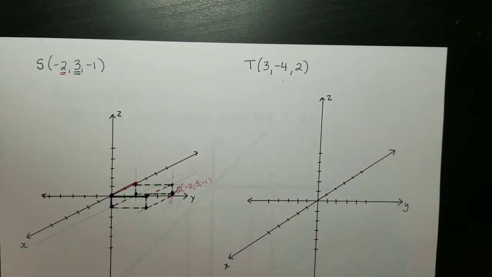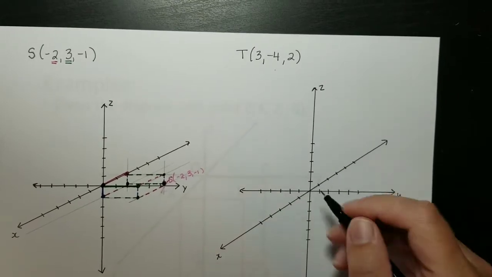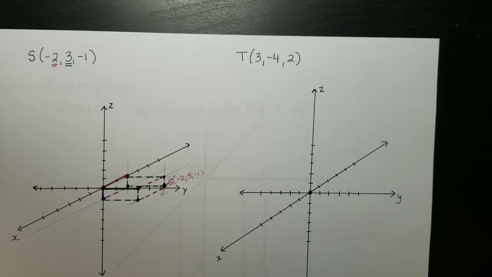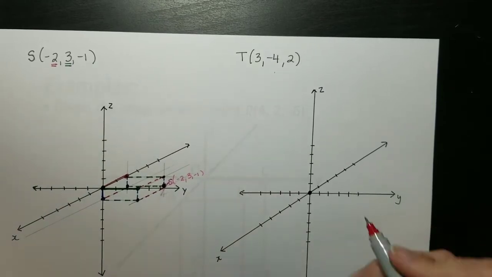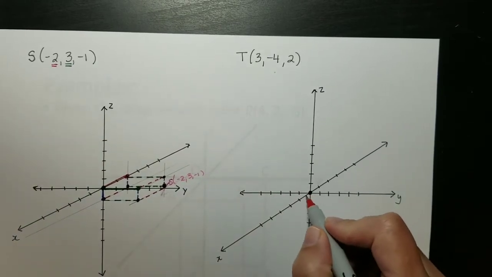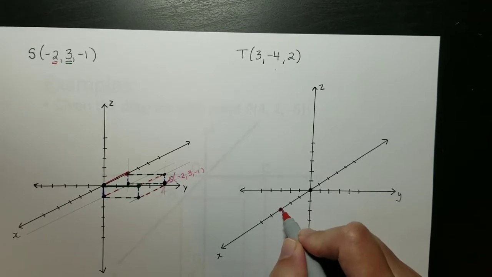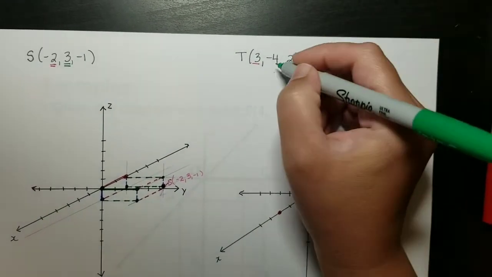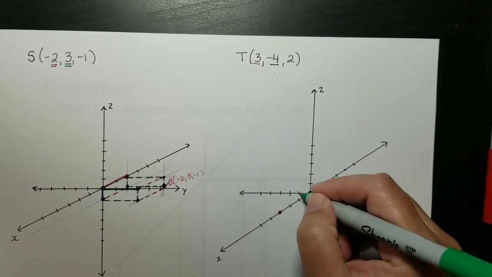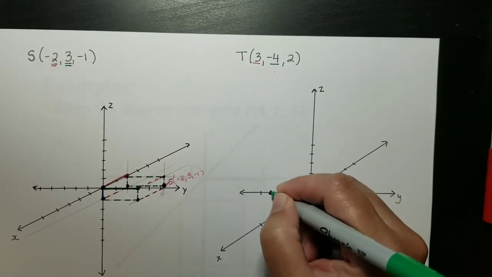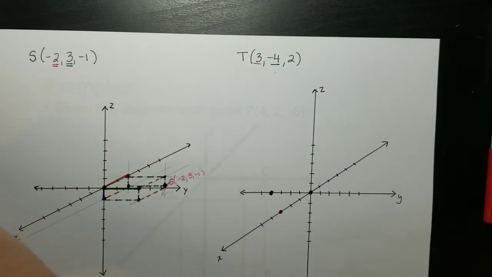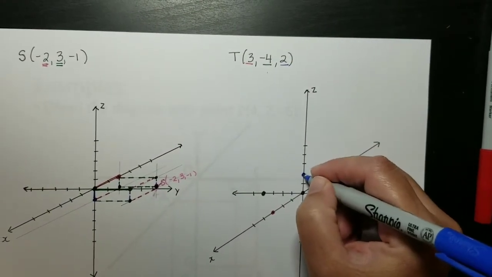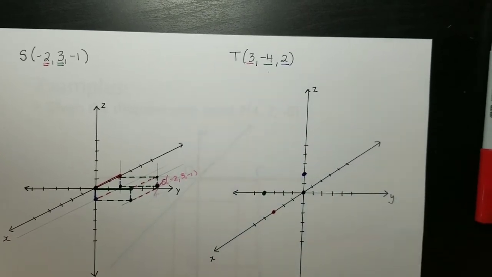So last one for these. Again, I'm gonna try and speed this up a little bit. Starting at the origin, it's always one of my points. Now I'm going 3 in the positive x-axis, put a point there. Then I go -4 in the y-axis, so that's 1, 2, 3, 4, and put a point. And 2 in the z-axis, so it's going up 2 and put a point.